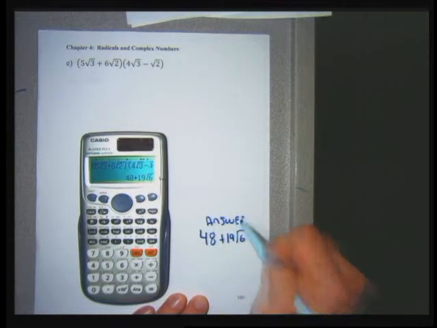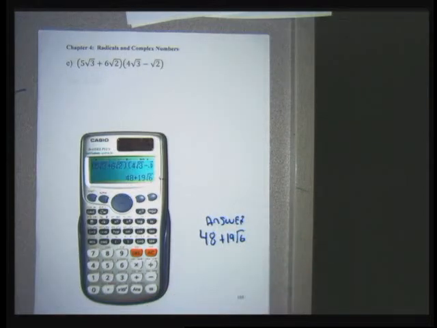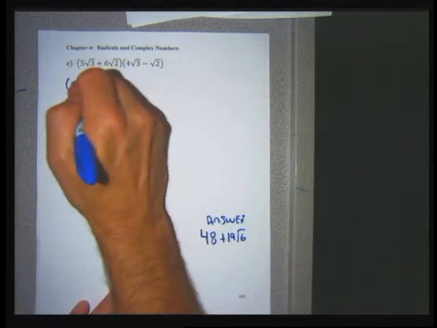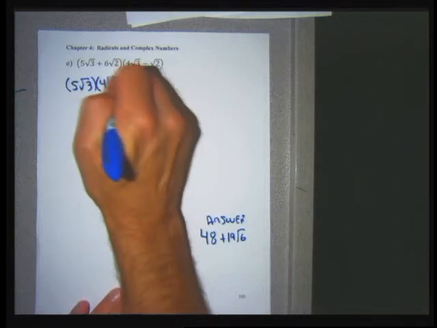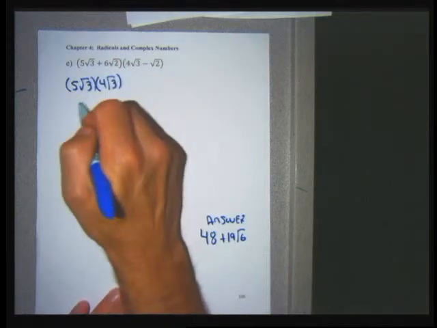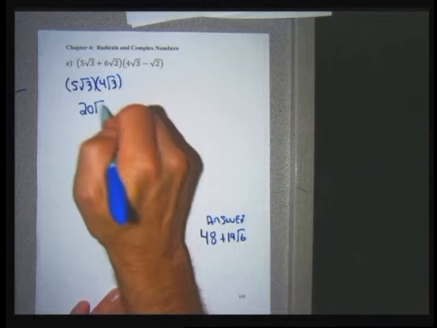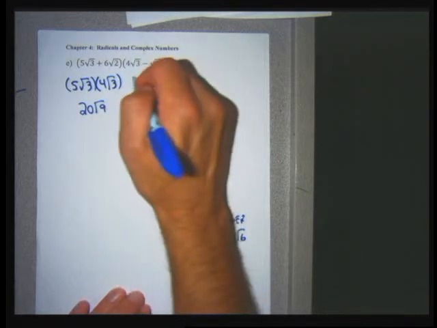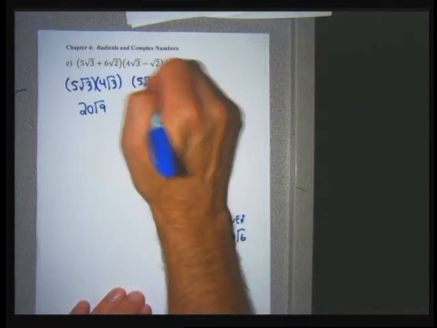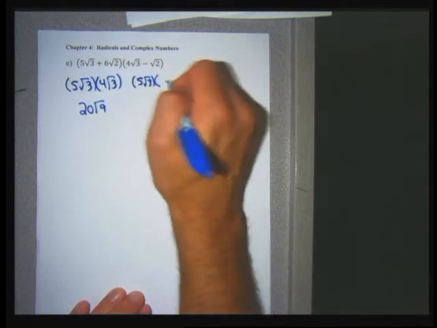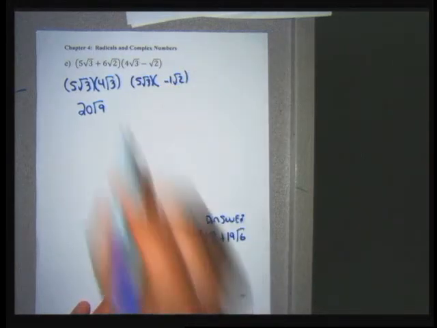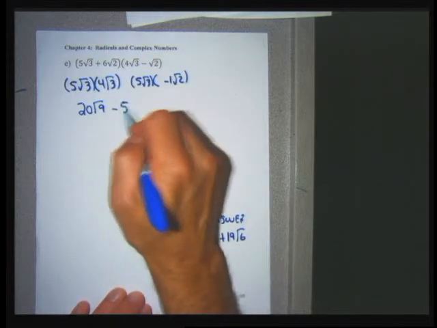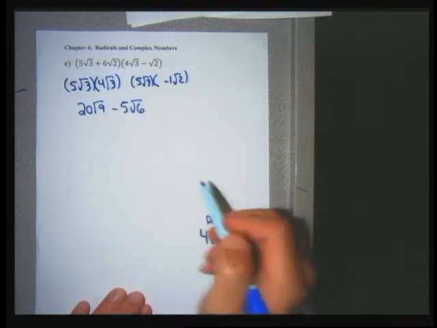Shouldn't be that hard to get there by hand. It's just a simple FOIL problem. My firsts are 5 square root of 3 times 4 square root of 3, and that's 20 square root of 9 for the firsts. My outers are 5 square root of 3 times minus 1 square root of 2, and that gives me 5 times minus 1 is minus 5, 3 times 2 is 6.